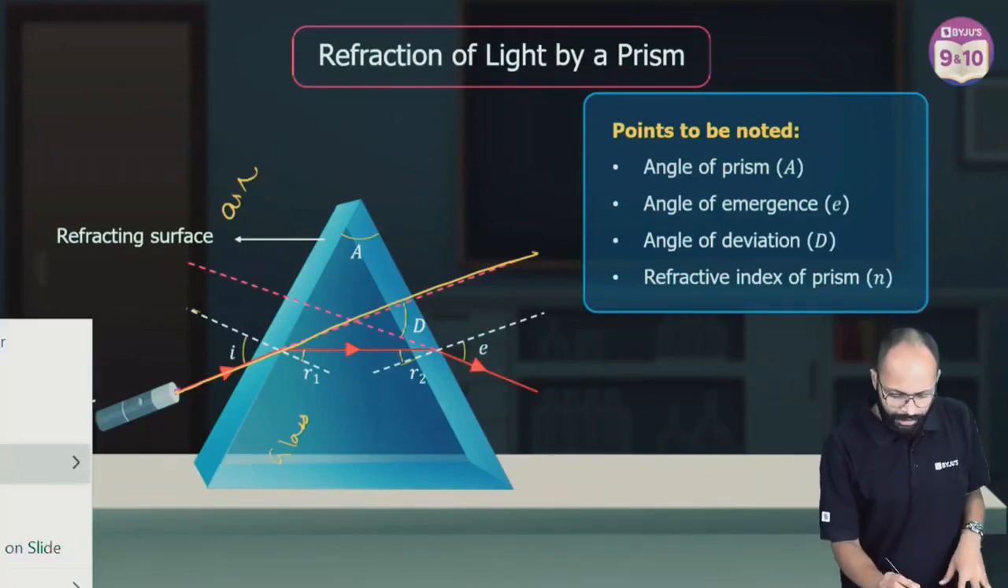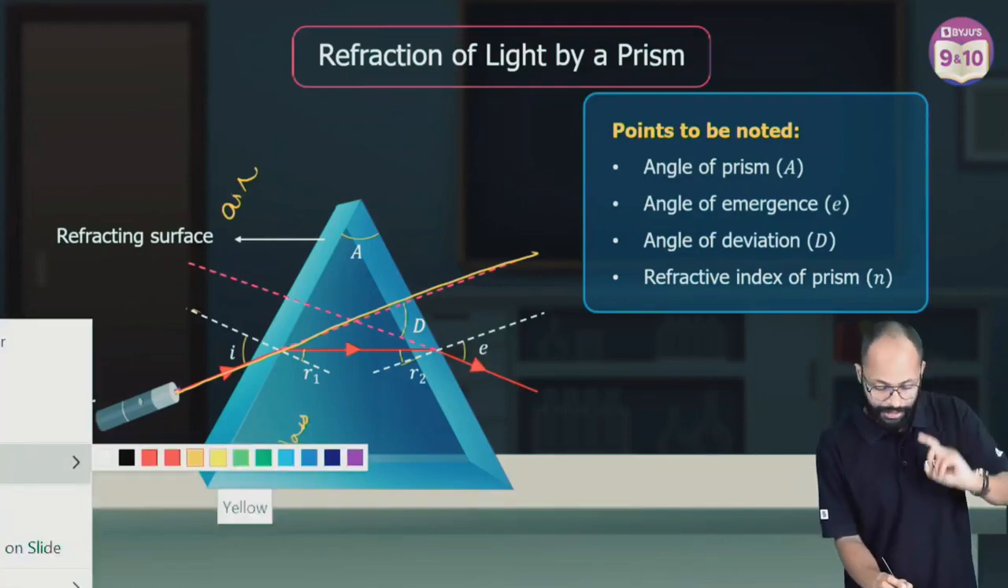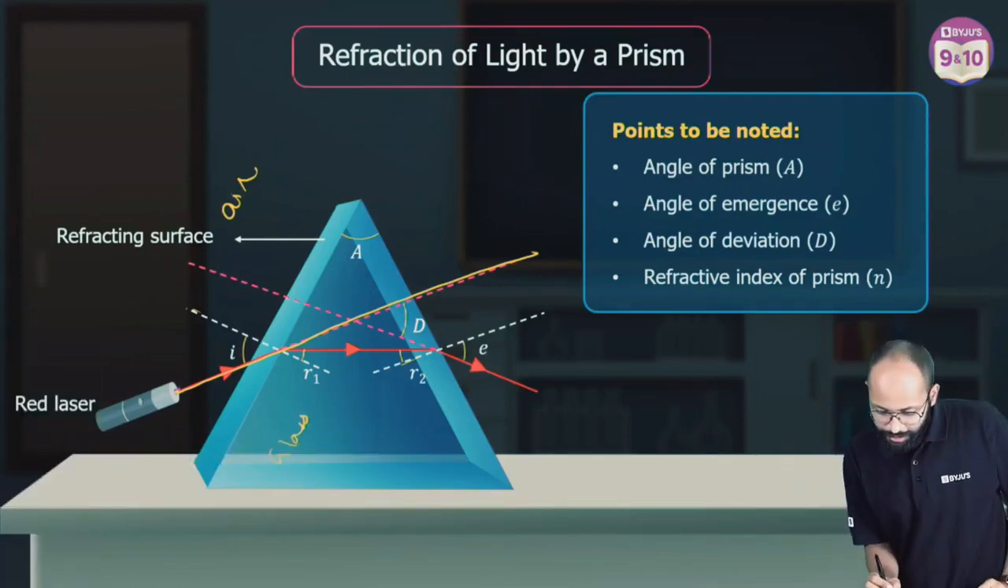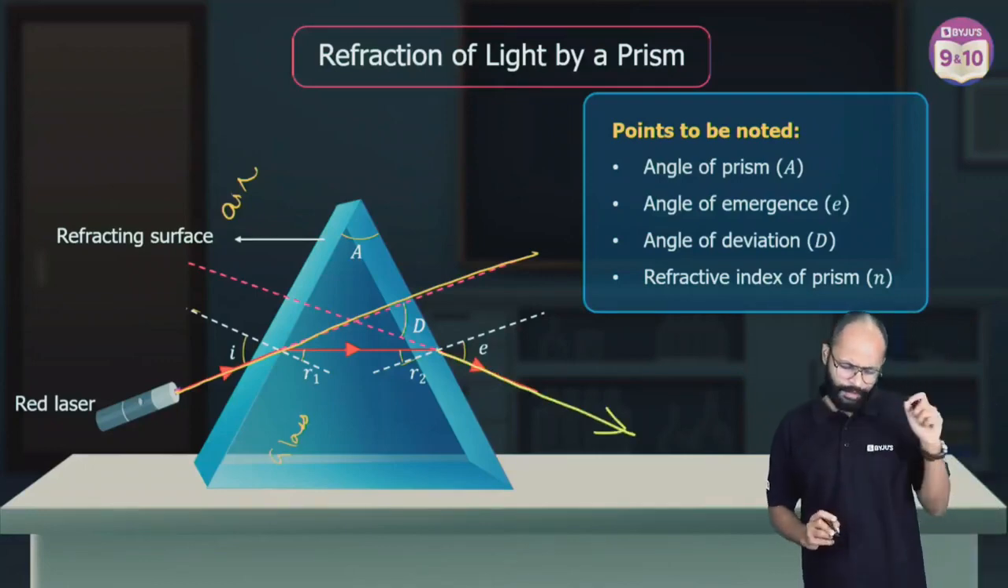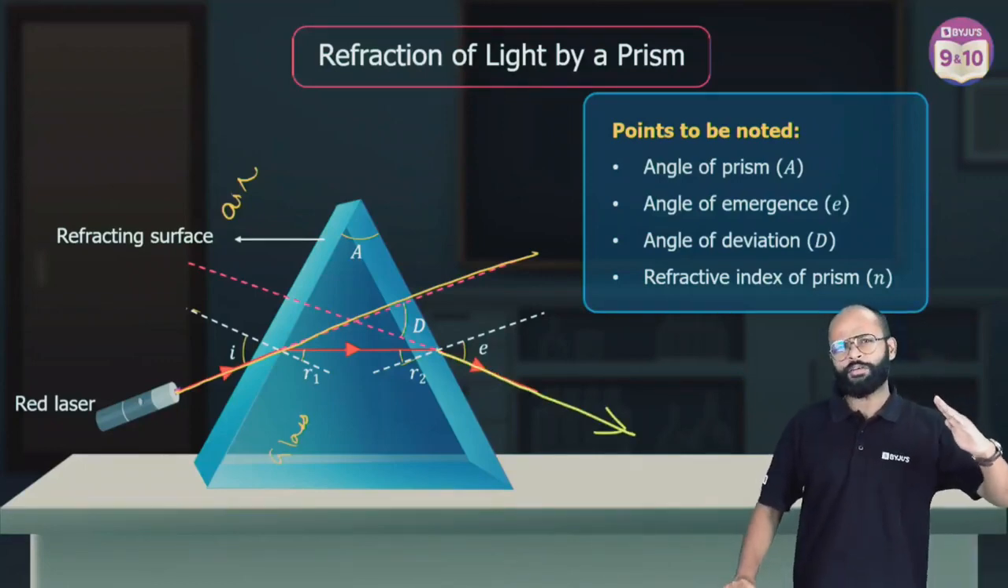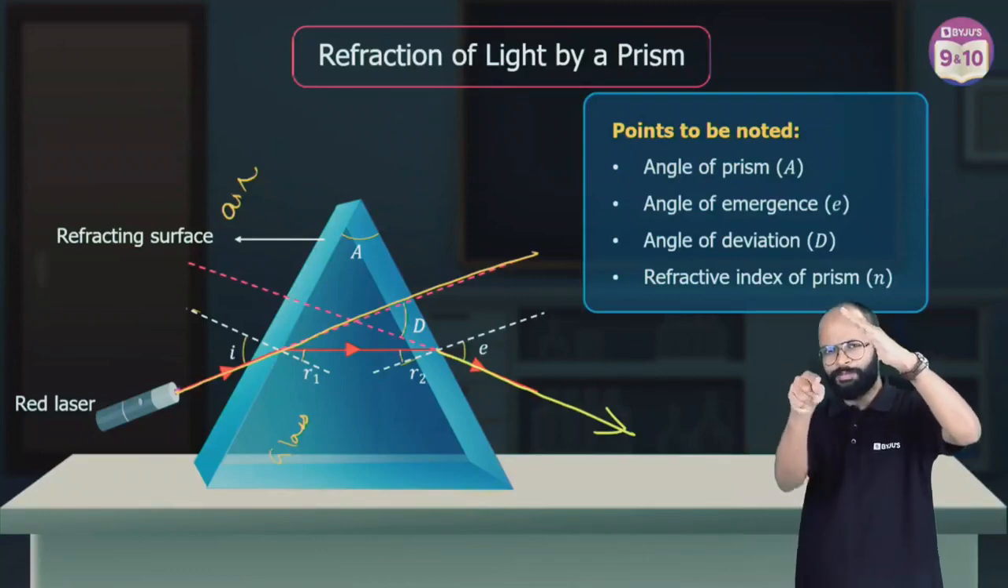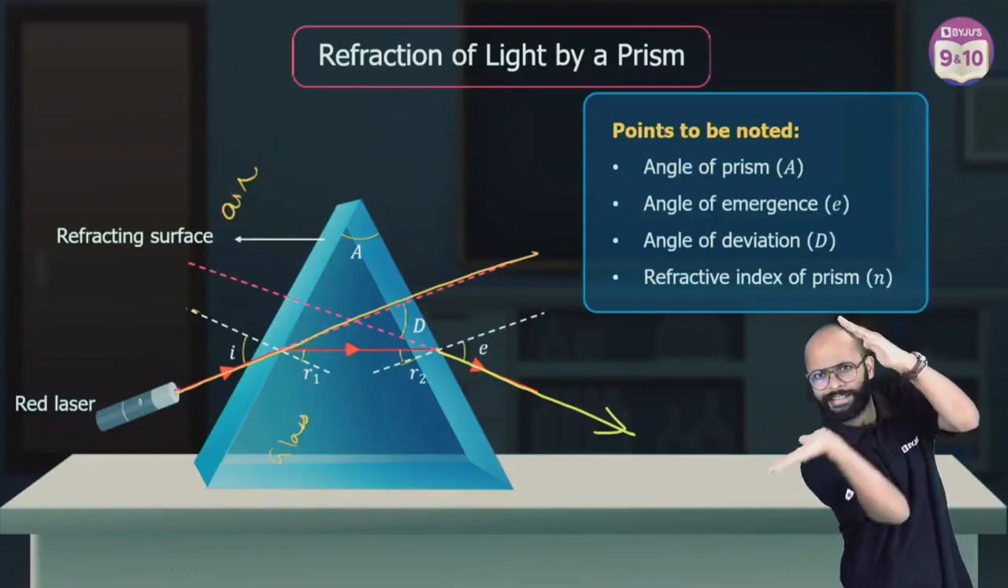Let me draw it with some other color for you, just for the sake of understanding. Color change अभी कुछ नहीं हो रहा. Light ray finally जा रही है ऐसे. यार, the light ray should have gone like this, but because of the prism, the light ray is finally going like this.